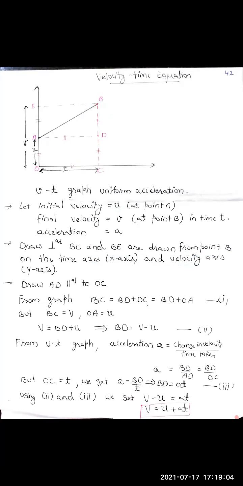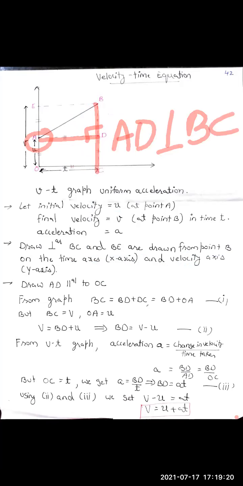The second construction, beta, is from the initial point. So from initial point A, you are drawing a perpendicular line on BC, right? The line you are drawing is AD, which is perpendicular to BC. Or you can also say that this AD is parallel to OC. That is also one and the same thing, right?